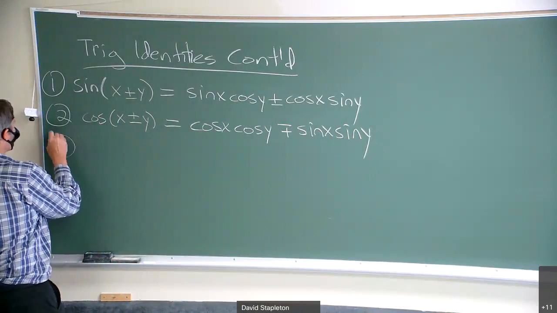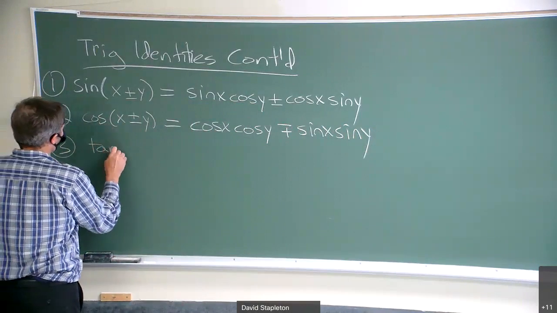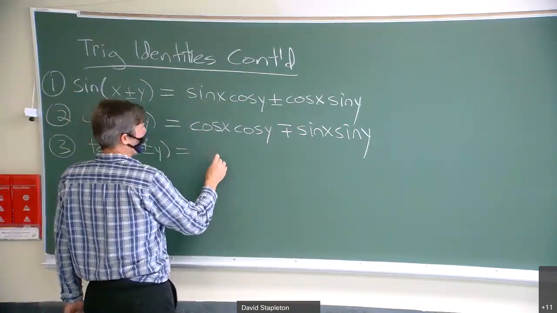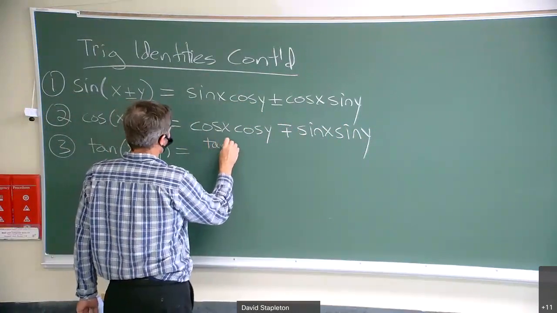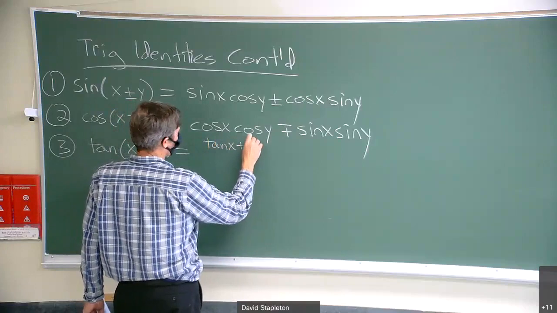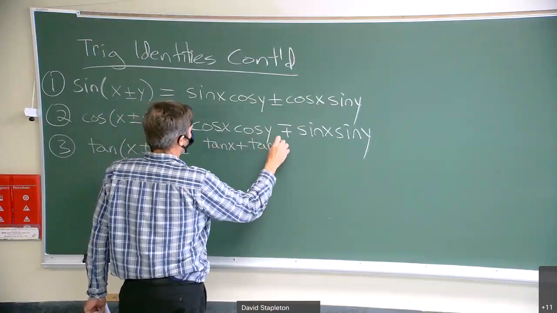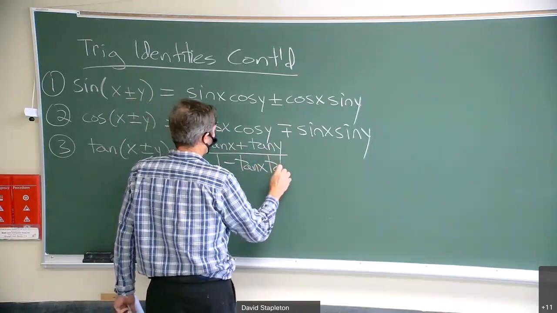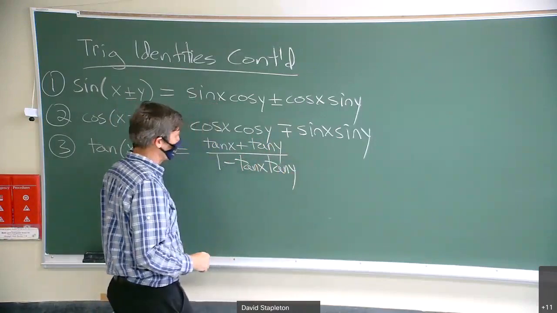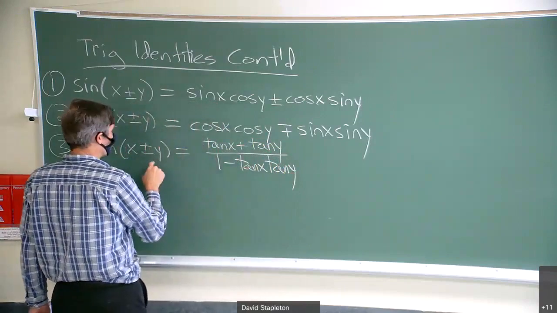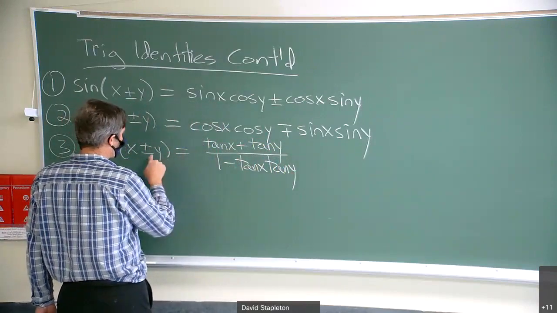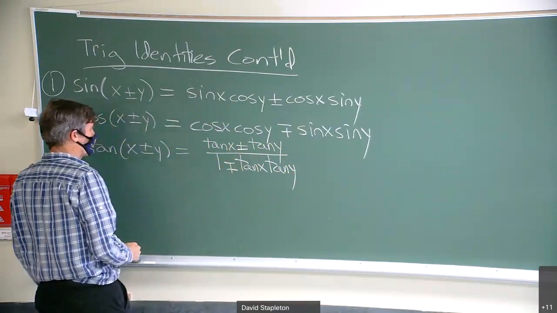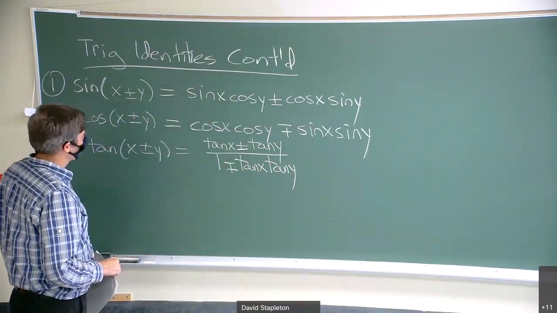And then finally we have some for tangent. Tangent of x plus or minus y was tangent plus tangent over 1 minus tangent tangent. A little harder to remember, I think, and used a little less. And then plus goes with plus and the opposite sign on the bottom, or minus goes with minus on top and the opposite sign on the bottom. That's the way it works. 2 identities there also.